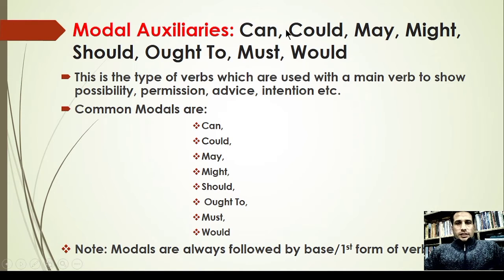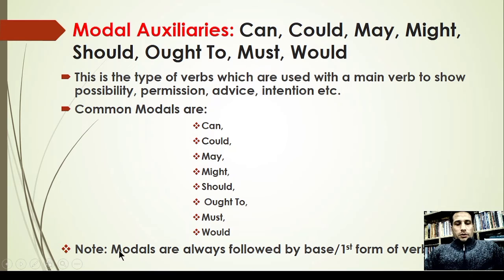Okay, now modal auxiliaries: can, could, may, might, should, ought to, must and would. They are the normal modal auxiliaries. And what are their functions? This is the type of verb which is used with a main verb to show possibility, permission, advice or intention, etc. So the main function of modal auxiliaries is that they show possibility, permission, advice or intention.